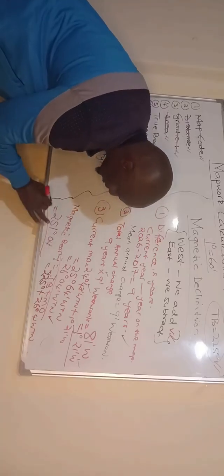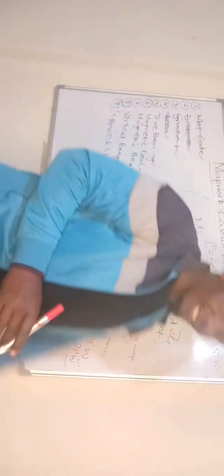4 minutes. Your magnetic bearing is not given any unit. You just write it like that: 251 degrees, 4 minutes. You leave it like that. You don't write it as west of true north. You just write it as 251, 4 minutes. So are we together? Is it clear, guys?